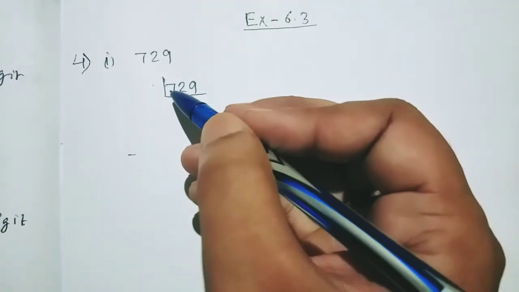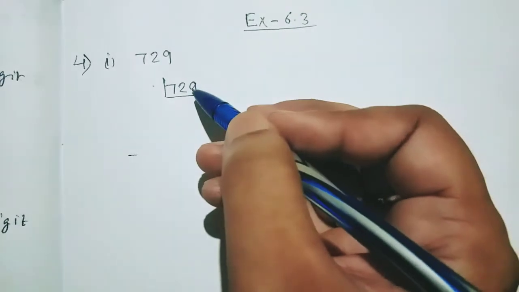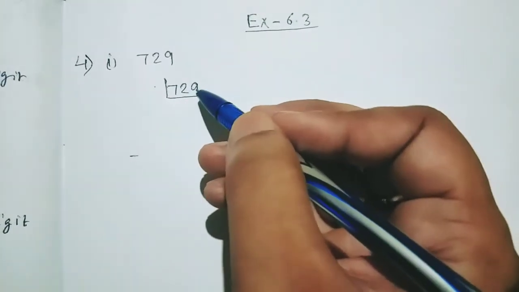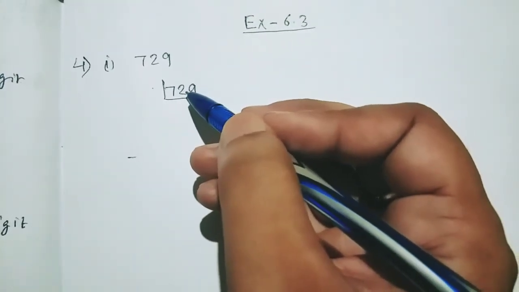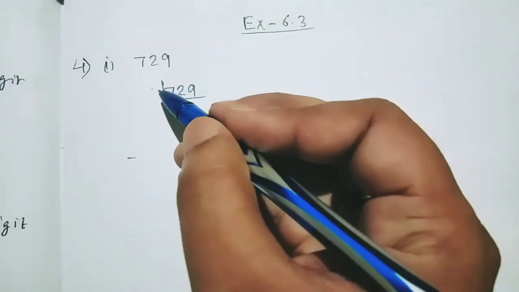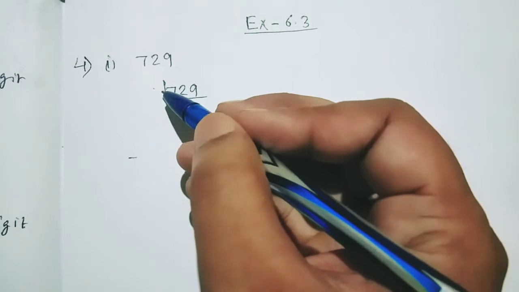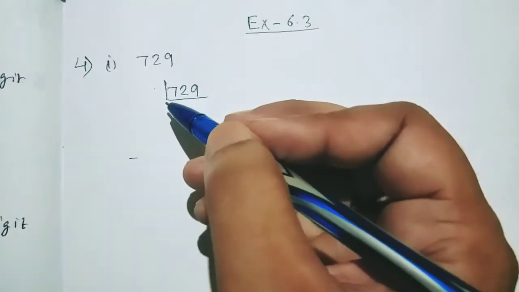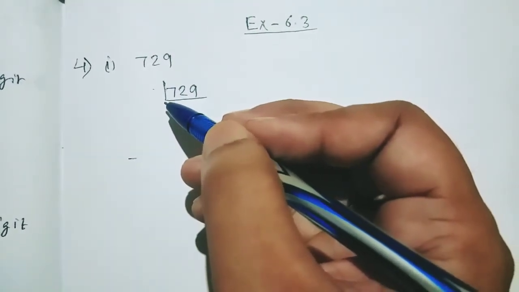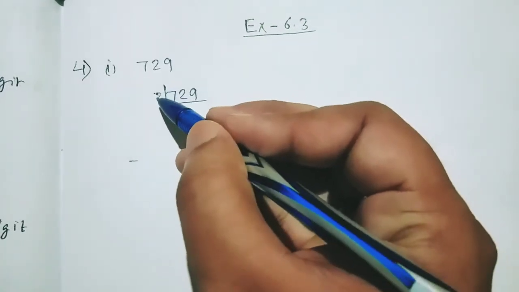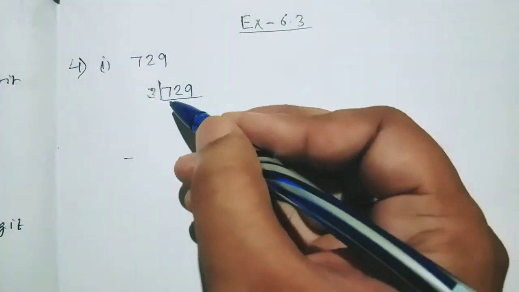How to check the divisibility? You have to add all the digits. 7 plus 2 is 9, 9 plus 9 is 18. So 18 comes in the table of 3. That means it is divisible by 3. So in this way you have to test by which number it is dividing. But remember, always start with the smallest number. So here divide by 3.